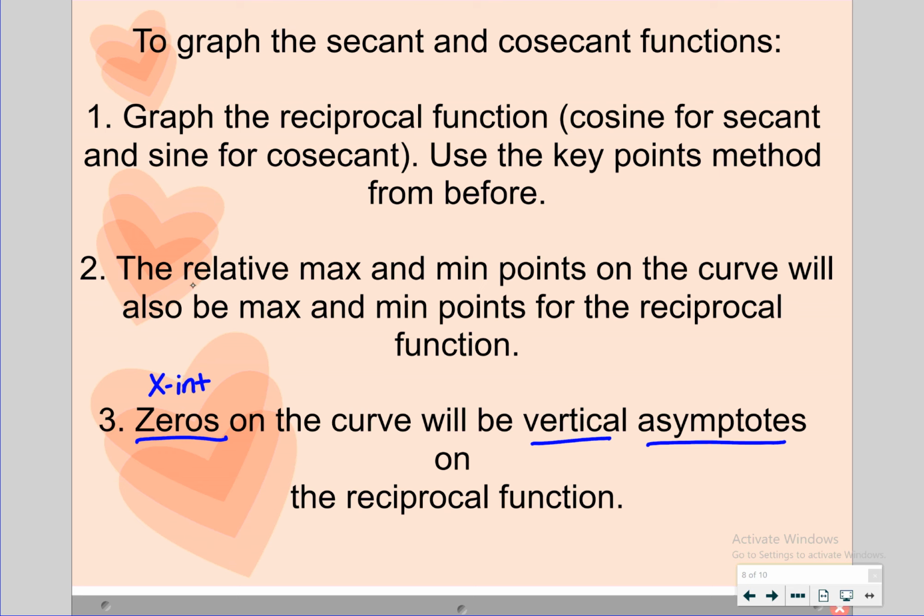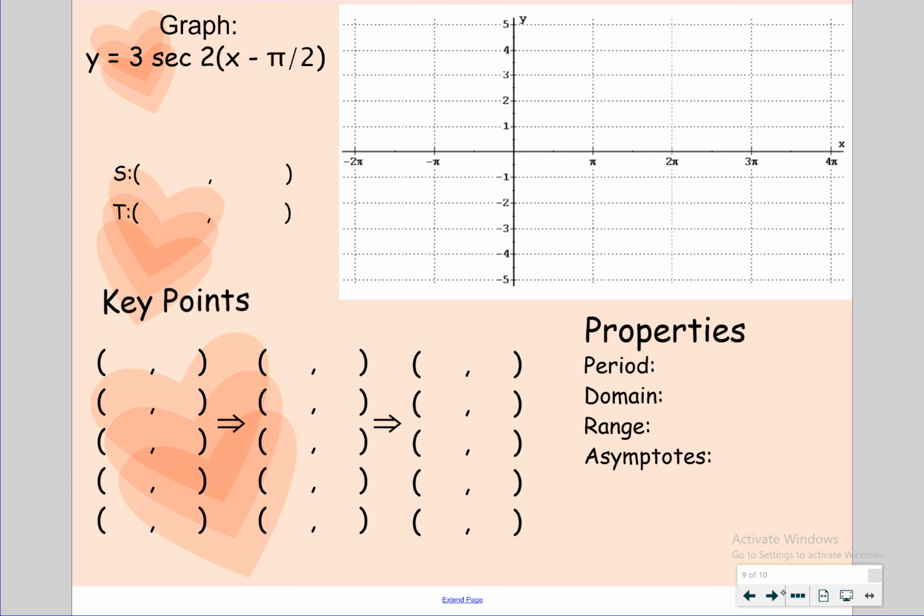Then anywhere you have a max or a min point, that's where the U's are going to bounce off of. So the maximum points will be the bottom of the U's, and the minimum points will be the top of the U's. And again, they'll be contained by those vertical asymptotes. And that's all you have to do, those 2 little pieces to add to the graph to get either secant or cosecant, okay? So we're going to do one of these together. We're going to do this one.